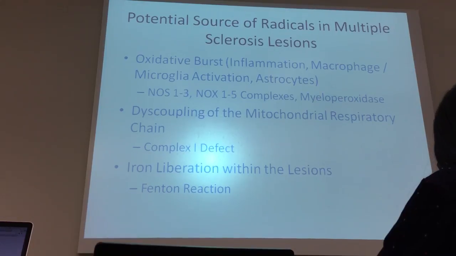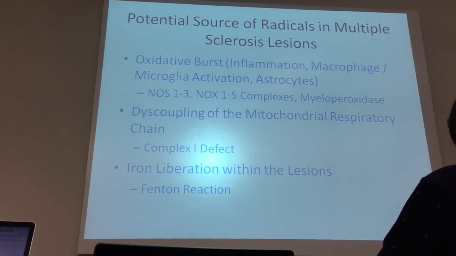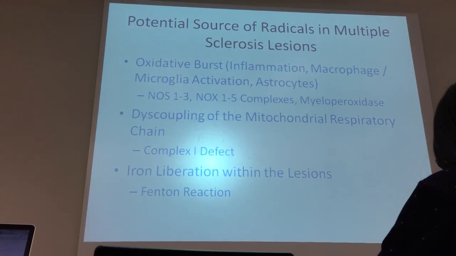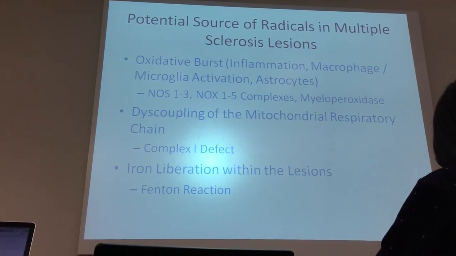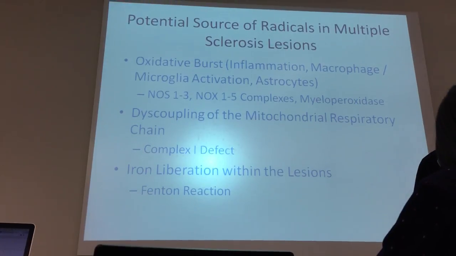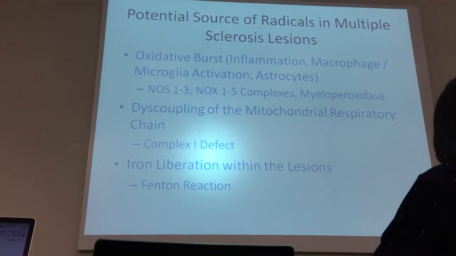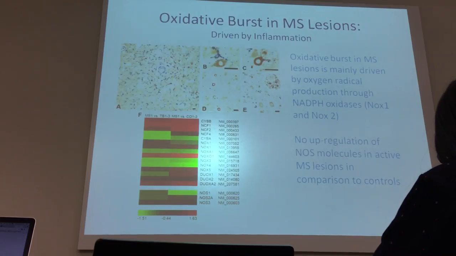This is one possibility. The second possibility is that you damage the mitochondria, because damaged mitochondria are also a very potent source for radical production. And the third thing is that you have a liberation of divalent cations, like for instance iron, zinc, and others, in the tissue, which then can further amplify oxidative damage.